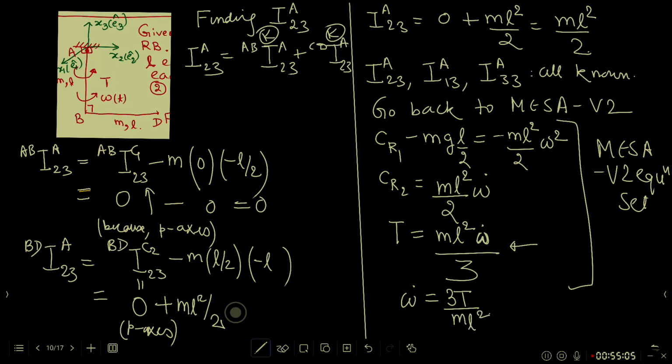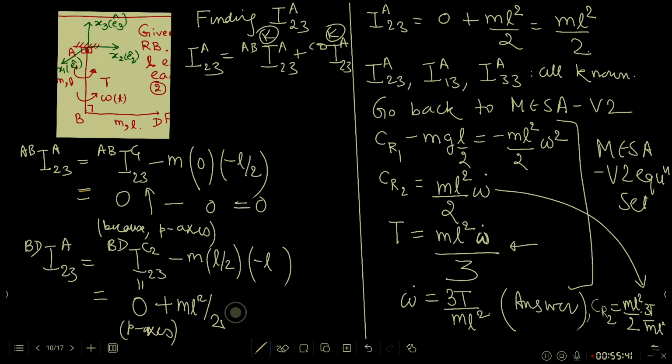Now they also wanted us to find CR2 and CR1 and so on. CR2 can also be found. CR2 is also coming directly. CR2 is ml square by 2 omega dot, right? ml square by 2 omega dot, which is 3T by ml square. So this turns out to be just 3T by 2. CR2 is 3T by 2.